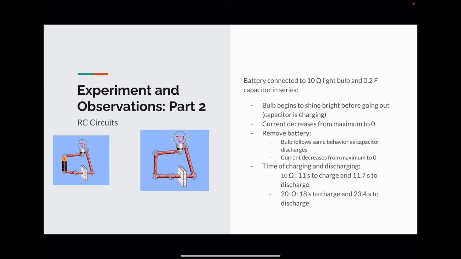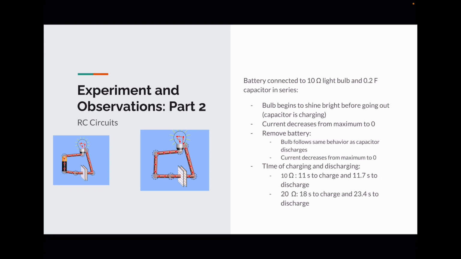Now, one 9-volt battery is connected to a 10 ohm resistor and a 0.2 farad capacitor in series. When the circuit is connected, the bulb begins to shine bright before going out. Here, the capacitor is charging. The current starts at a maximum and then decreases to 0. When the battery is removed, the bulb follows the same behavior. The capacitor acts as a battery as it discharges.